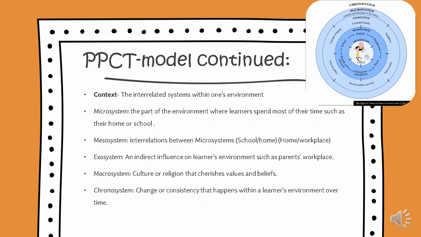PPCT model continued. Context. The interrelated systems within one's environment. Microsystem, the part of the environment where learners spend most of their time, such as their home or school. Mesosystem, interrelations between microsystems, such as school and home or home and workplace. Exosystem, an indirect influence on learners' environment, such as parents' workplace. Macrosystem, culture or religion that cherishes values and beliefs. Chronosystem, change or consistency that happens within a learner's environment over time.